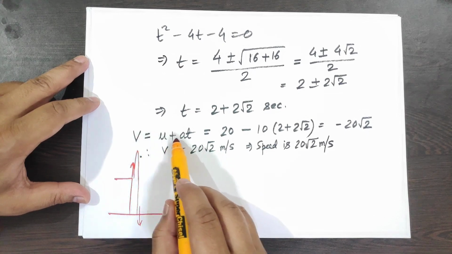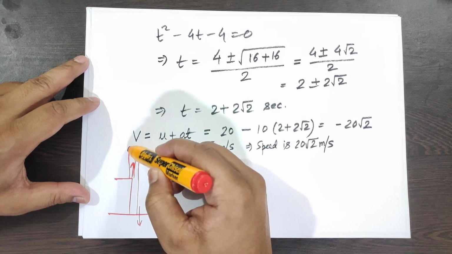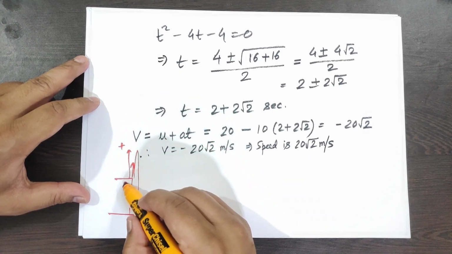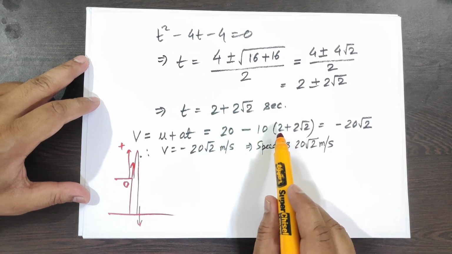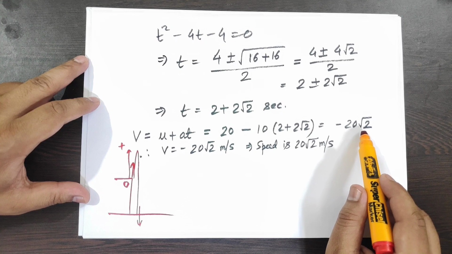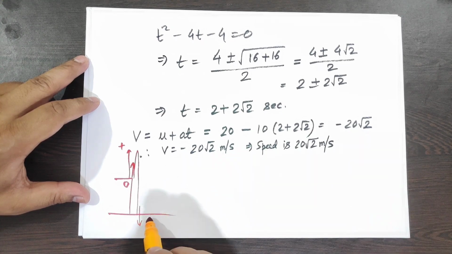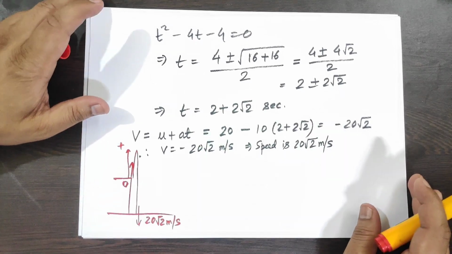So you can get it like this: v equal to u plus at. We can keep the axis here as we have chosen upward positive and the 0 here. So v equal to, u is plus 20 and a is minus 10. So after substituting you get v is minus 20 root 2. That means the speed is 20 root 2 meter per second, and the negative sign shows that it goes downwards.